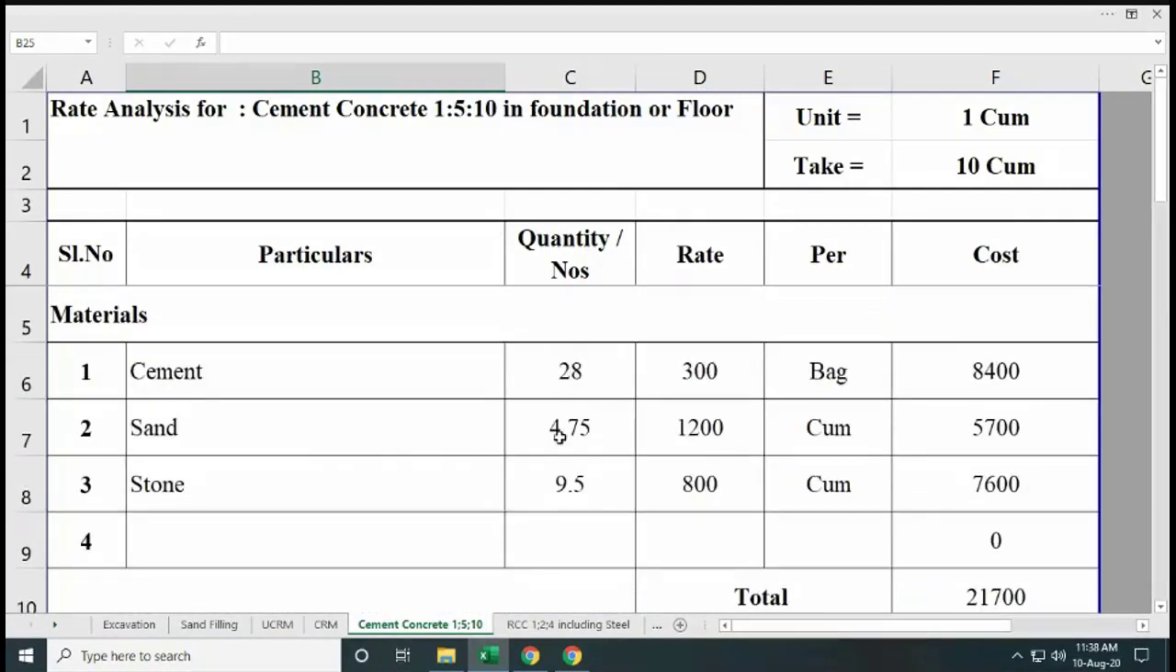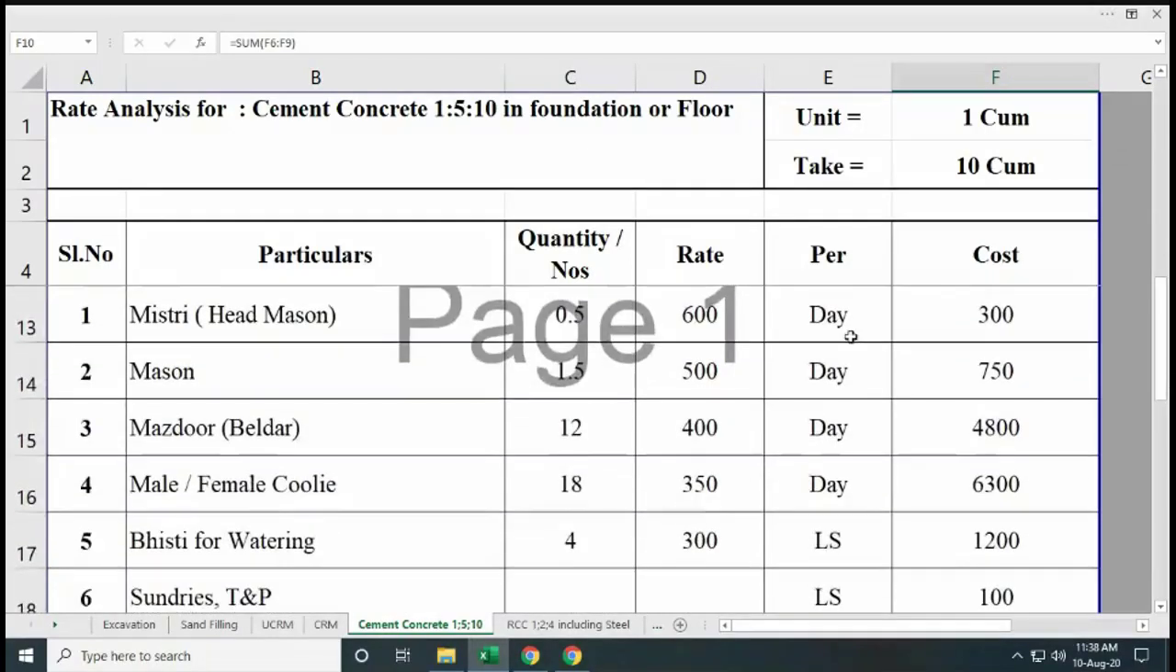Then you have to multiply it by rates, and you will get the cost of the material. Next is labor rates. You have to remember these labors: how many labors are required? Multiply by the rate, you will get the cost.